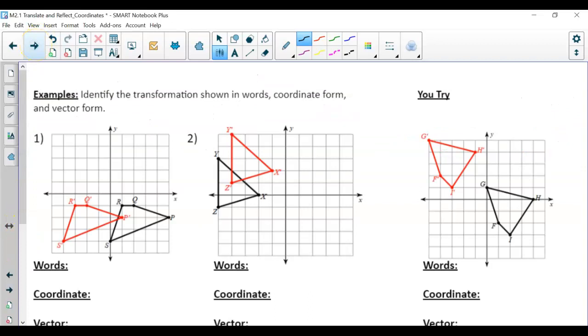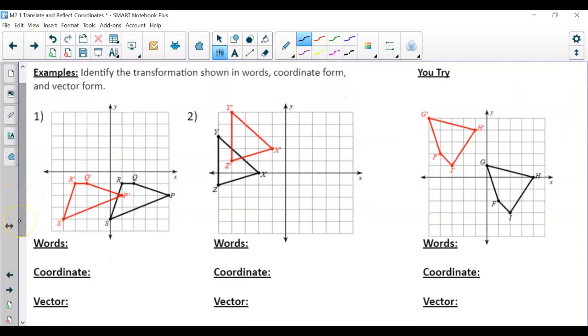So like here in number 1, in our examples 1 and 2, we're identifying the transformation, but we're going to not only identify words, but also the coordinate form and the vector form. So I notice here, starting with our original, we're going to the left. How many units? So starting at R, ending at R prime, we are going 1, 2, 3, 4. So 4 to the left, which matches, right? Because here's S. 1, 2, 3, 4 to meet up with S prime. So 4 to the left.